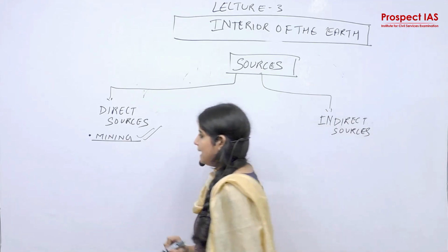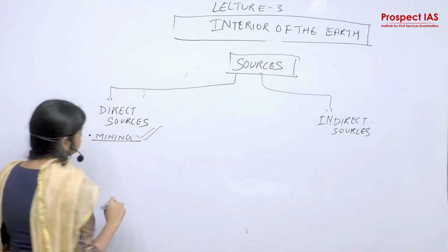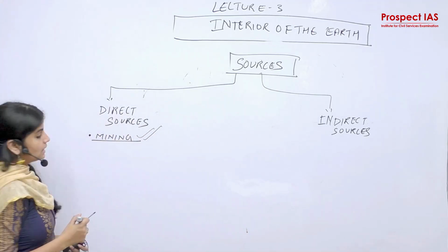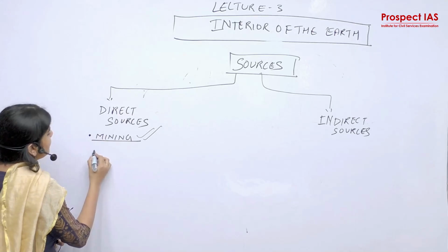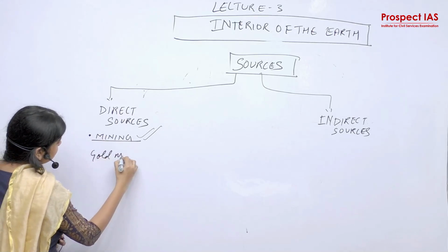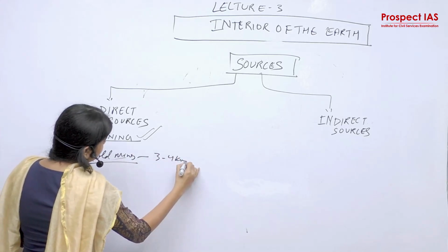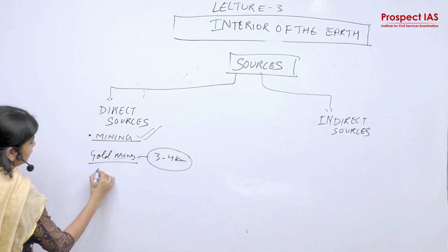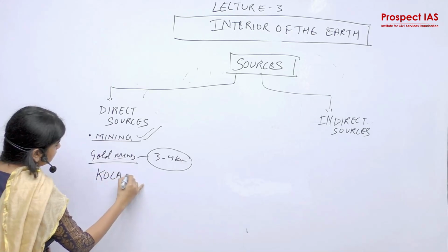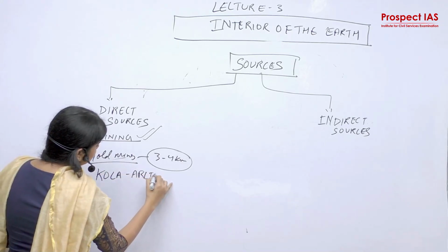So deepest mine in the world, South Africa, it has gold mines, yes, in NCERT given. South Africa, it has gold mines 3 to 4 kilometer of depth. Kola, Arctic Circle.